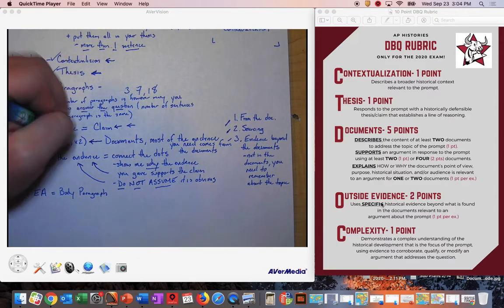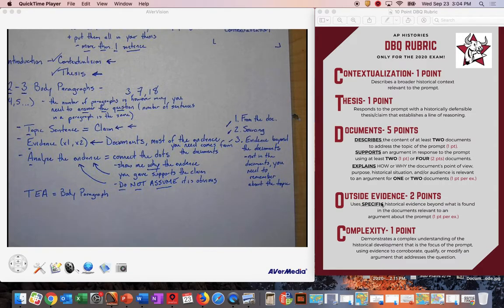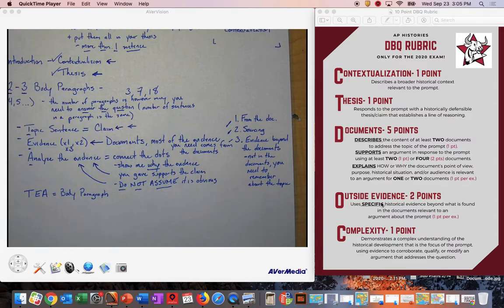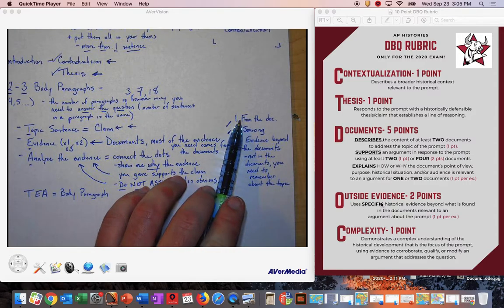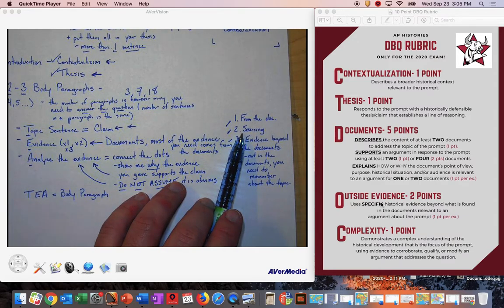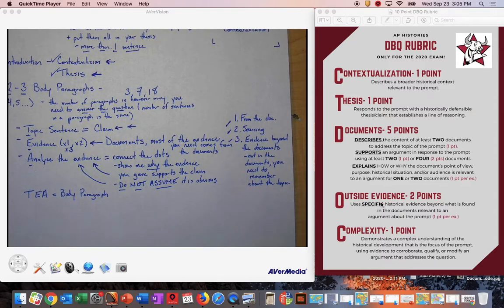So depending on how much evidence you want to put into your body paragraph, you might need to put in here maybe 3 pieces of evidence. But some of that evidence is just something from the document. Some of that evidence might be a bit of sourcing that is relevant to your claim. Some of that might be something that's not from the documents, but you remember it and it's related to the topic.